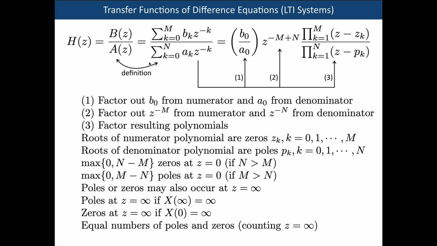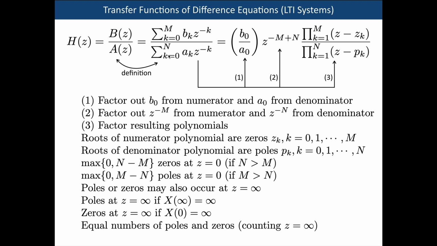Let's do a couple of transformations on this rational function. So I've outlined the three steps here. We're first going to factor out the b0, the first coefficient in the numerator, and the first coefficient in the denominator. We're going to pull those out and just represent that as a constant out in front. The other thing, step two, is we're going to factor Z to the minus M. That's the highest negative power of z in the numerator. We're going to factor that out. And we'll factor out Z to the negative N in the denominator. Again, that's the highest power of z in the denominator.